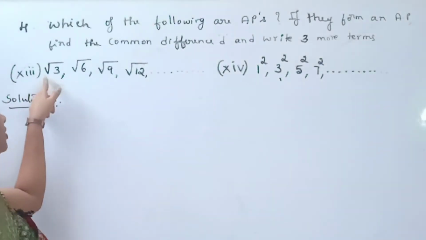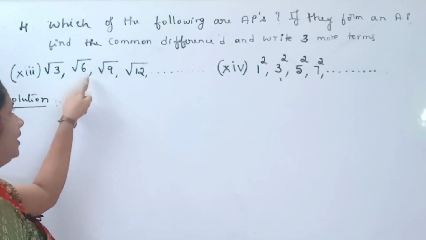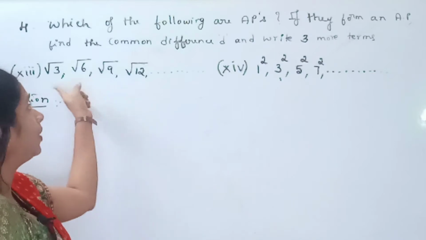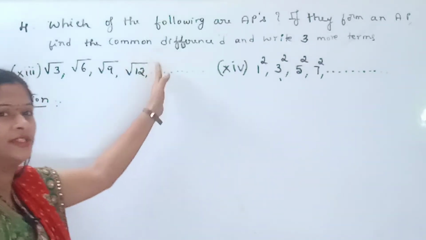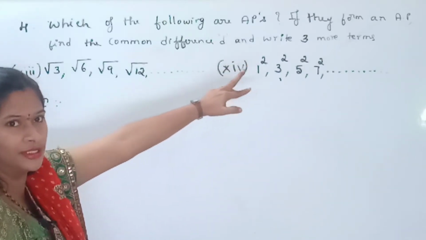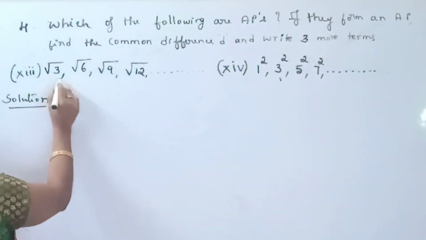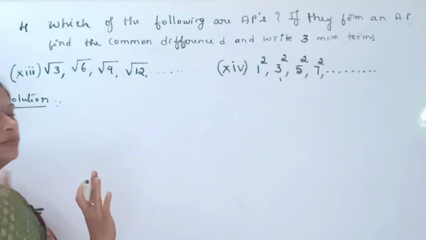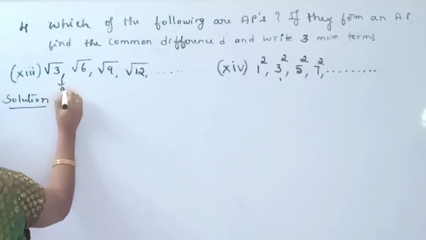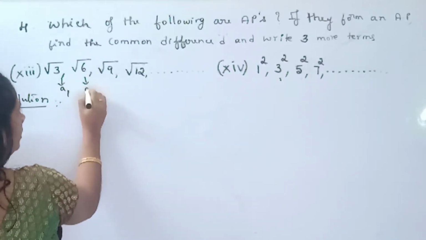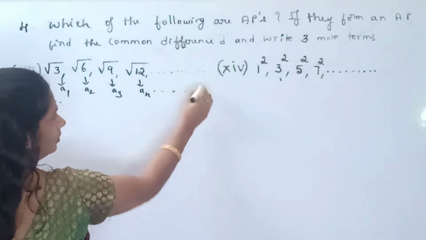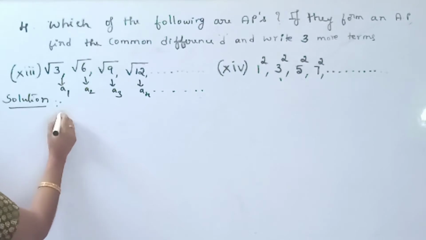See the 13th problem, children. The list of numbers is root 3, root 6, root 9, root 12 and so on. Now we have to check whether this list of numbers forms an AP or not. If it forms an AP, then you have to write 3 more terms. Is it clear? Now, how to find out whether this list of numbers forms an AP or not? You have to find the common difference. Before that, let me write these as A1, A2, A3, A4 and so on, isn't it? Now, find the common difference.